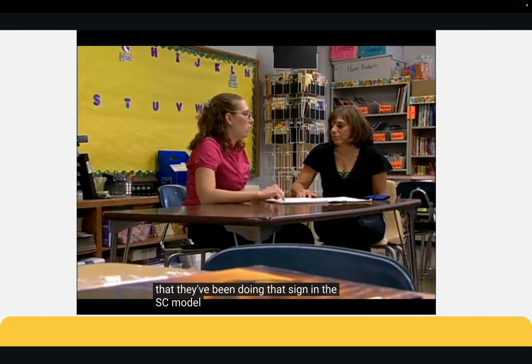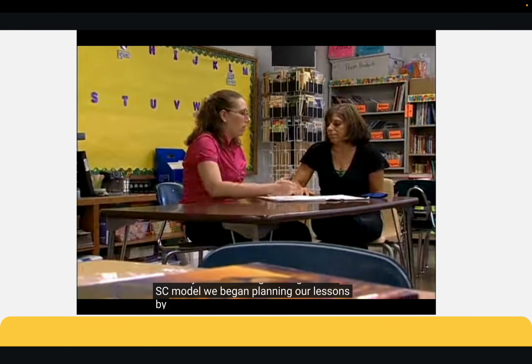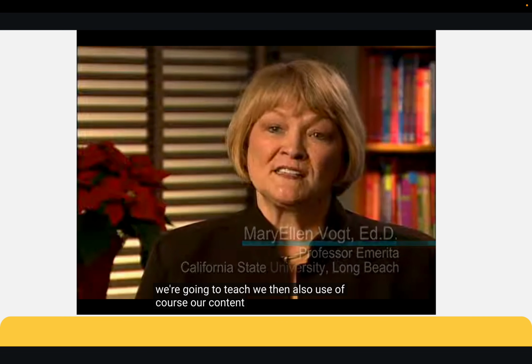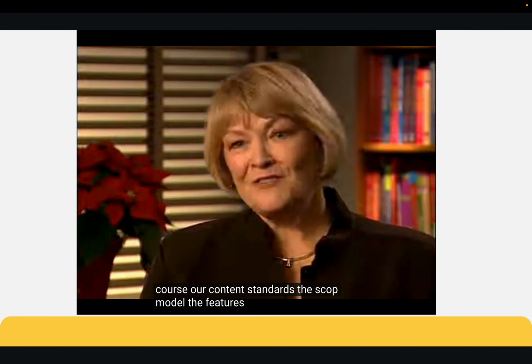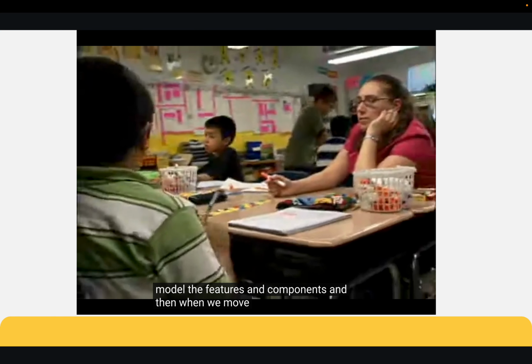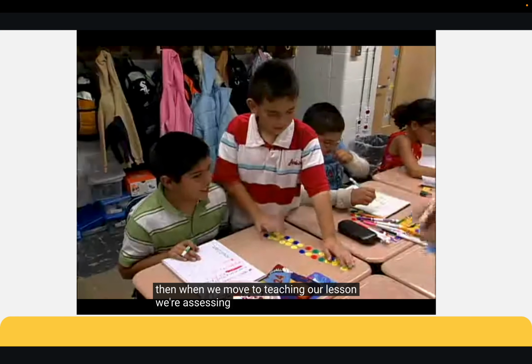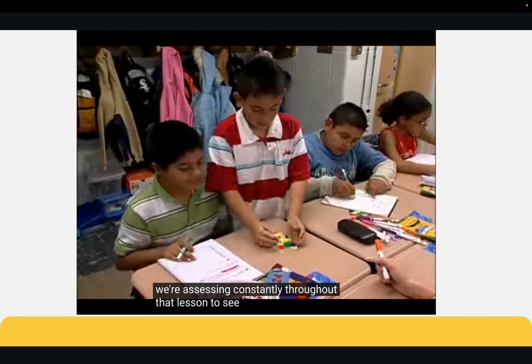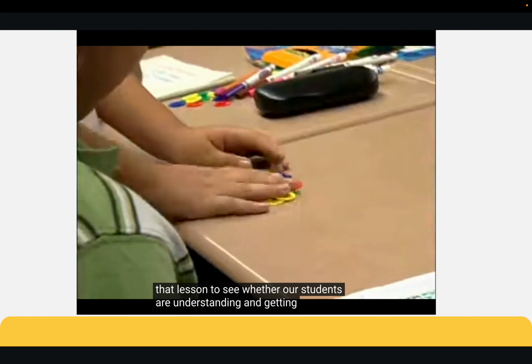In the SIOP model, we begin planning our lessons by assessing our students and what they know and can do based upon the topic we're going to teach. We then also use, of course, our content standards, the SIOP model, the features and components. And then when we move to teaching our lesson, we're assessing constantly throughout that lesson to see whether our students are understanding and getting what we are teaching.